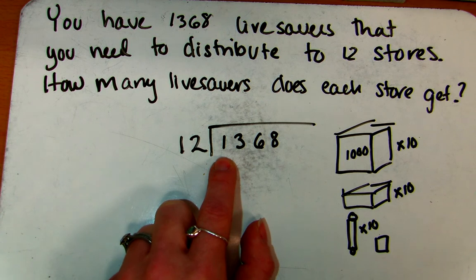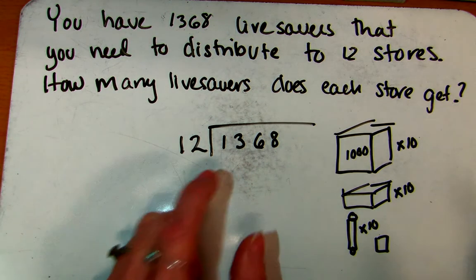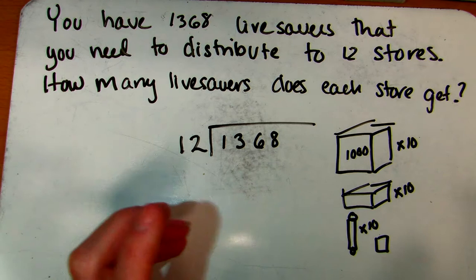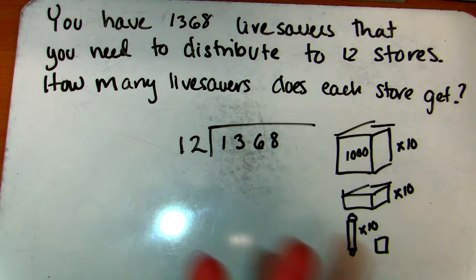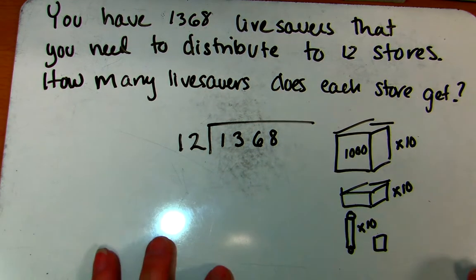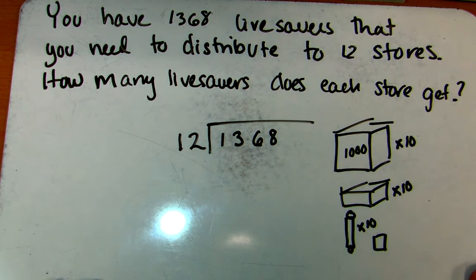So the first thing I ask myself is, can I take this big crate as it is, and split it into 12 pieces, split it into 12 equal groups? And I can't because it's one big solid object. Before I can split it into groups, I have to sort it into the smaller boxes that contain the rolls of Lifesavers. And I know that there are 10 of those in my big crates, right?